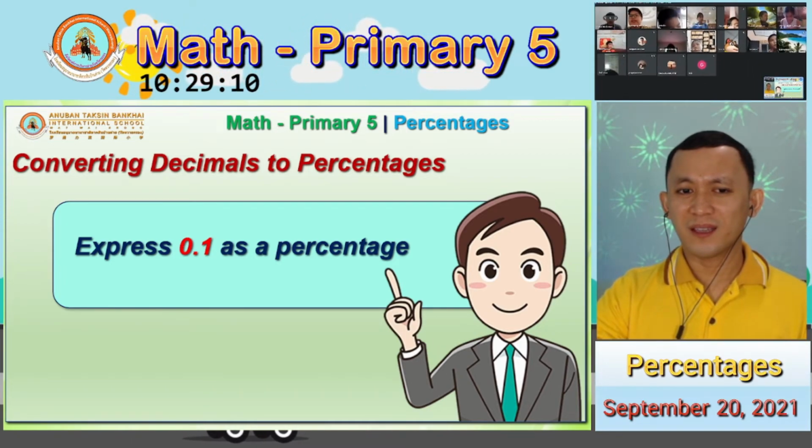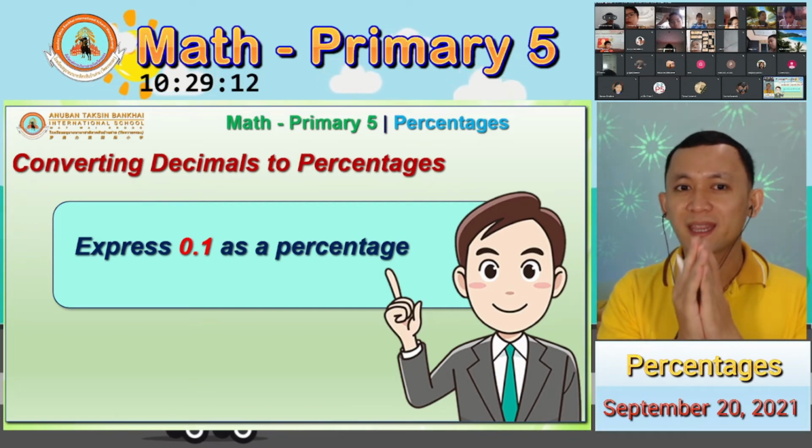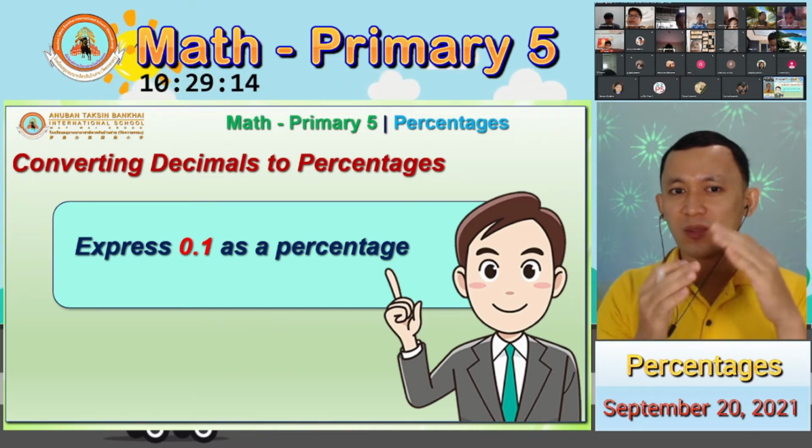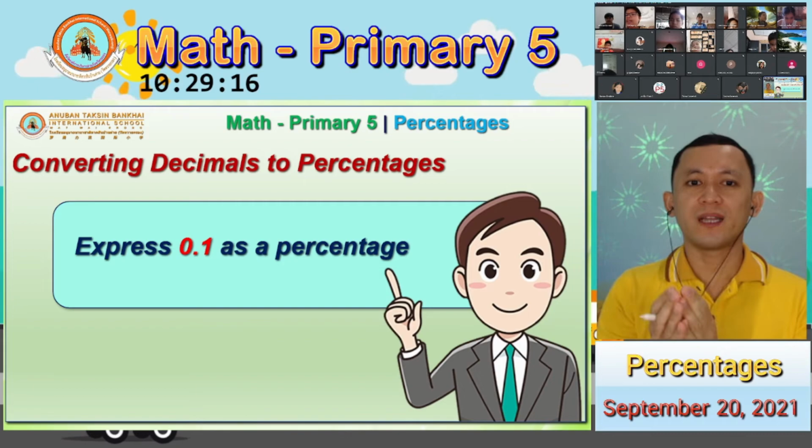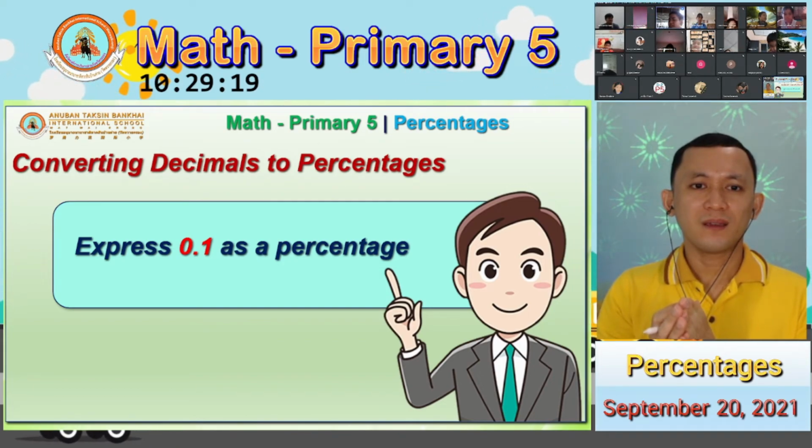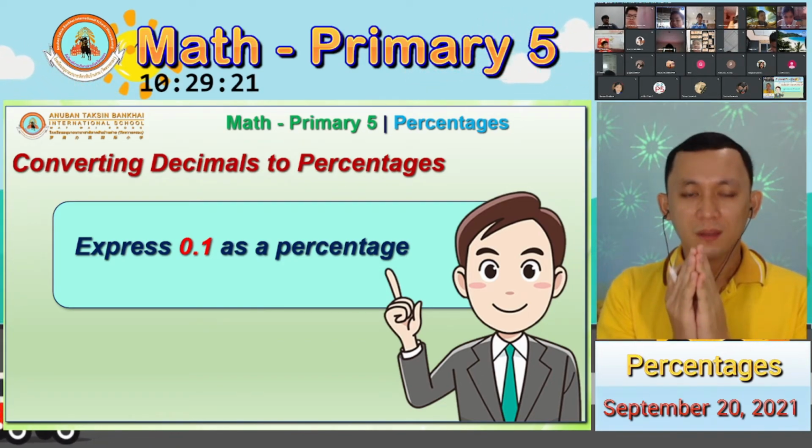Again, take note, it is always 100. If it is not 100, we need to change it to 100. Yes, that's correct.